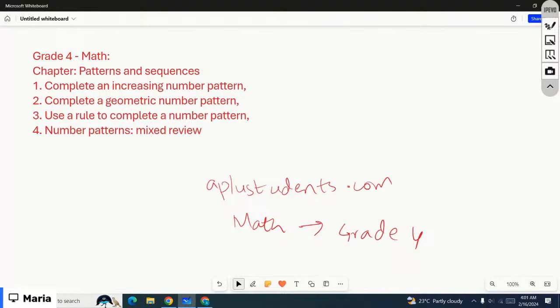We're going to start with the chapter patterns and sequences. The lessons we're going to cover today are: complete an increasing number pattern, complete a geometric number pattern, use a rule to complete a number pattern, number patterns, and mixed review. So please make sure you have your notebook and pencil so that you can note down the important examples and definitions as well.